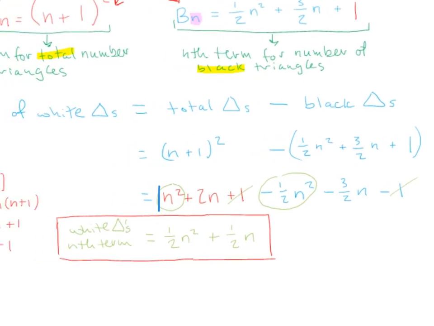So our answer for a formula for the white triangle's nth term is a half n squared plus a half n.